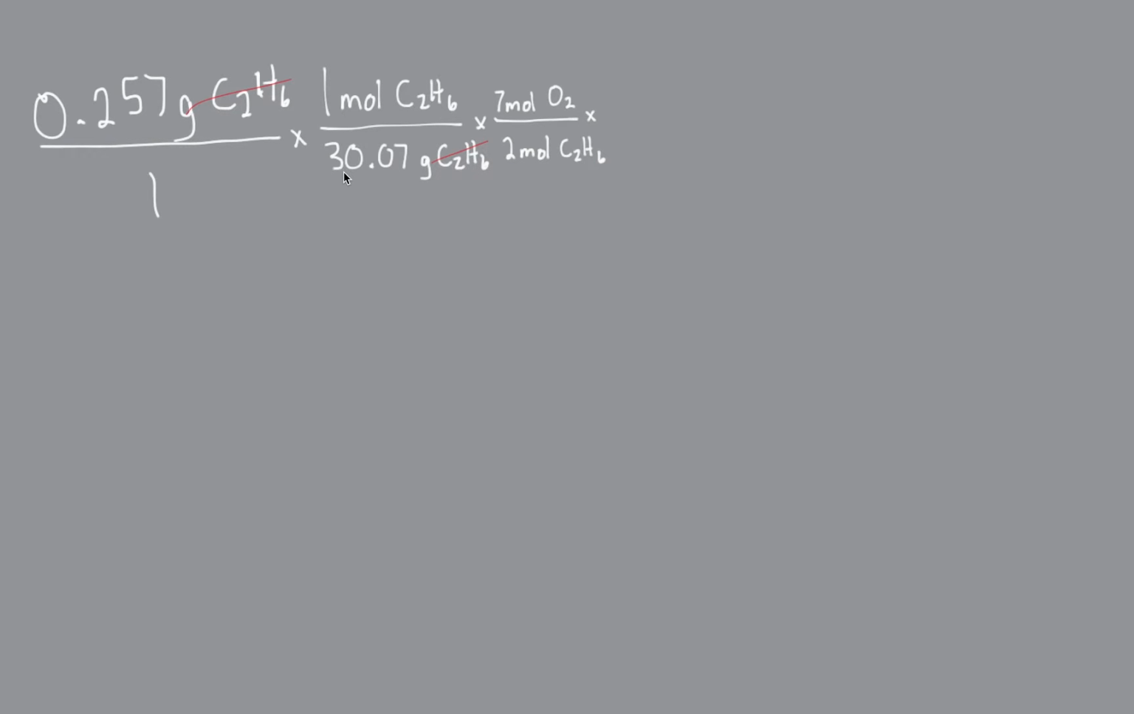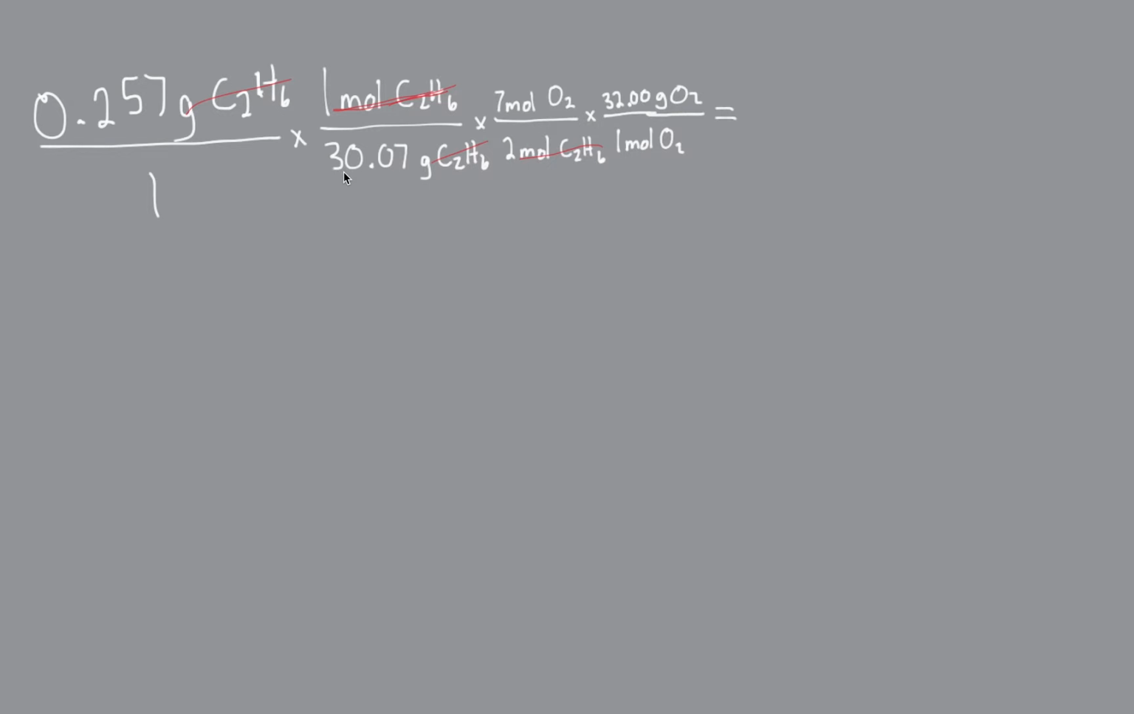So we're not done yet because we're still in moles. Now we have to go back to grams. So you have moles of oxygen gas, right? You canceled out moles of ethane. So let's just go from moles to grams now. So that's 1 mole of O2 equals 32.00 grams of O2.